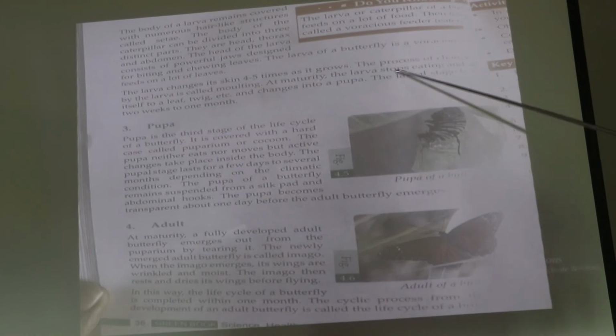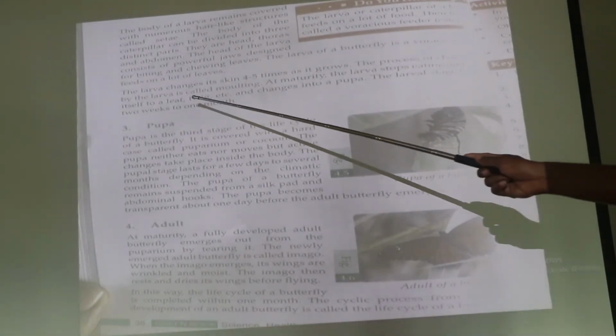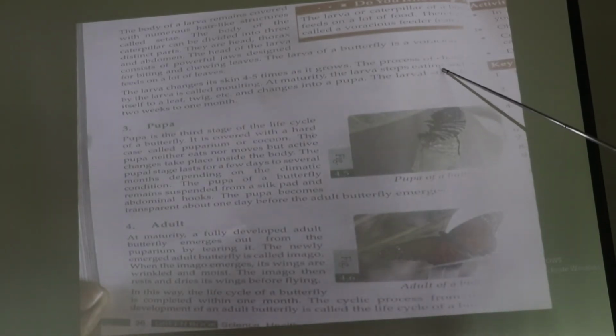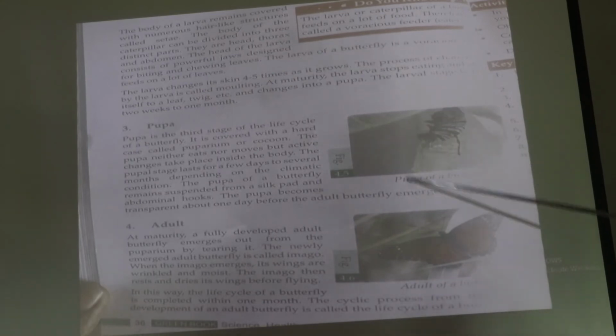After molting, the larva stops eating and attaches itself to a leaf, twigs, etc. and changes into a pupa. The larva stage lasts from 1 to 2 weeks.